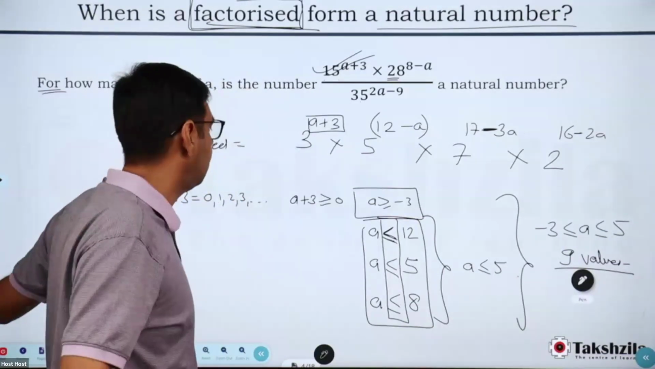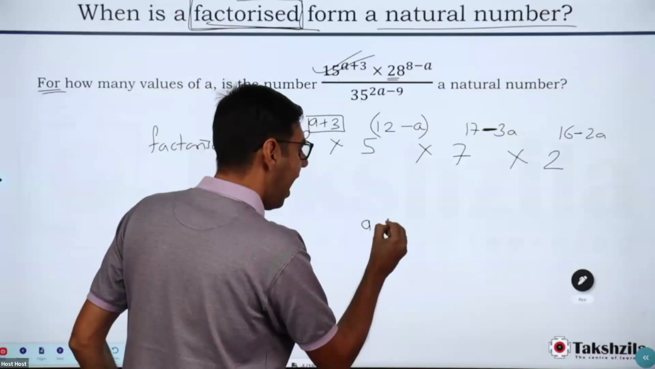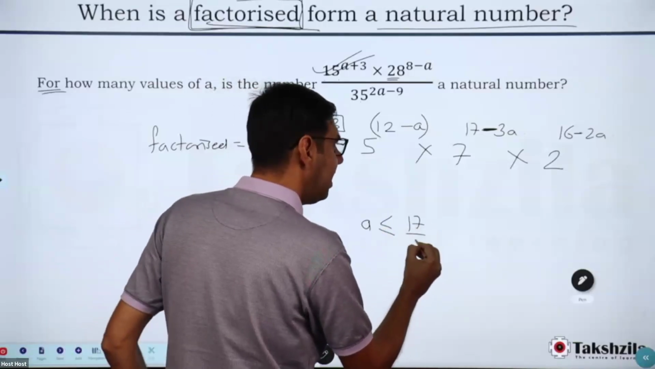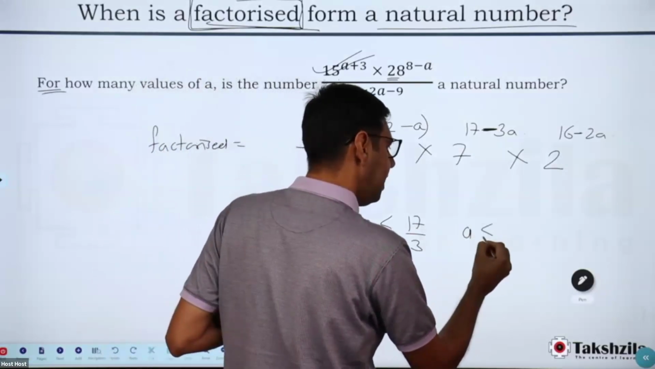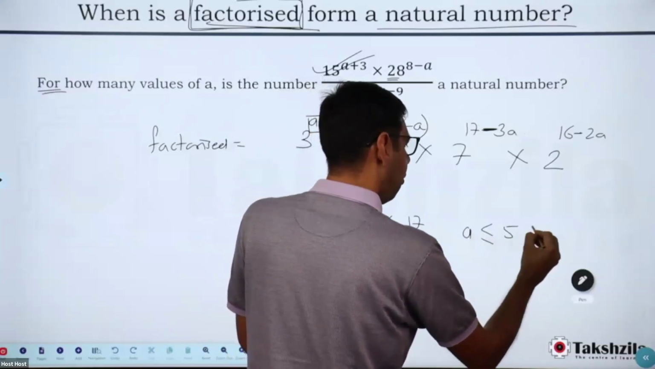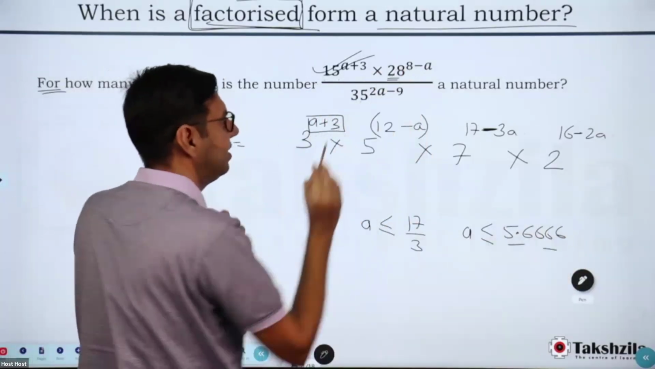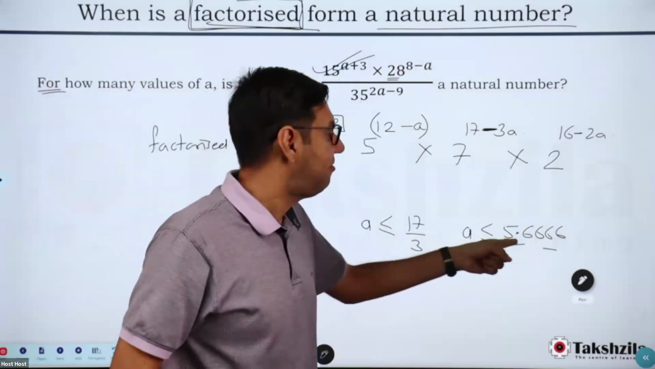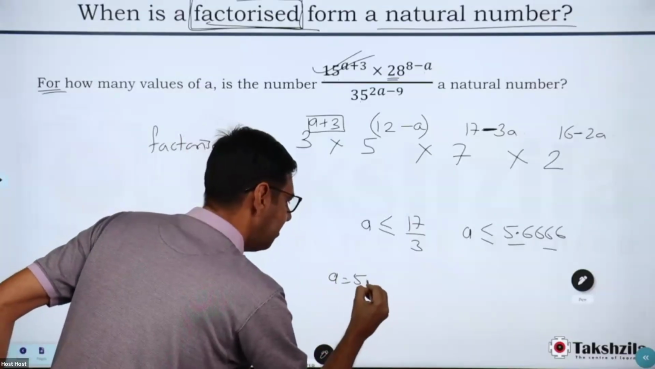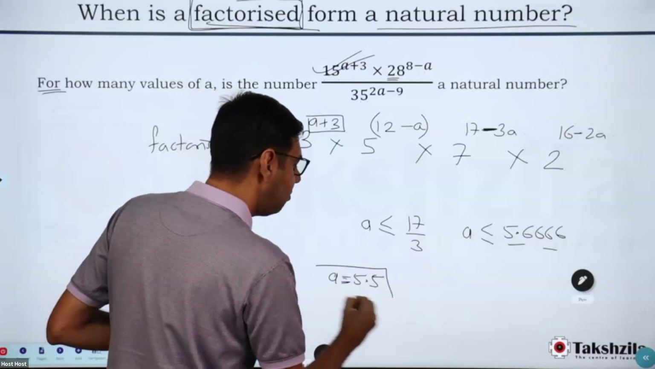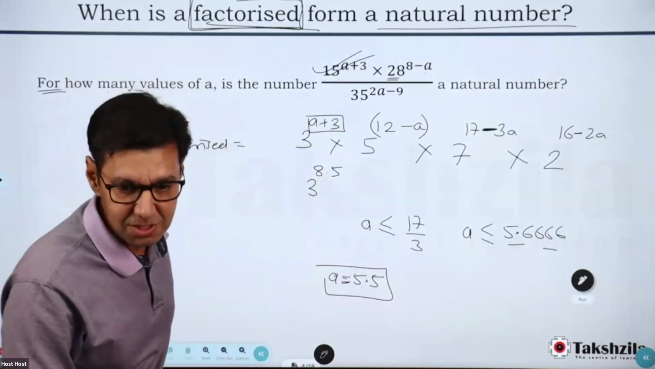Okay, excellent. So therefore I said, you should ask correctly. So you are saying algebraically it becomes 17 by 3. Perfect. So A is going to be less than or equal to 5.6666. Now tell me, can your A be 5.666 or let's say 5.5? If you put A as 5.5, the factorized form becomes this. Now tell me, is this a natural number?